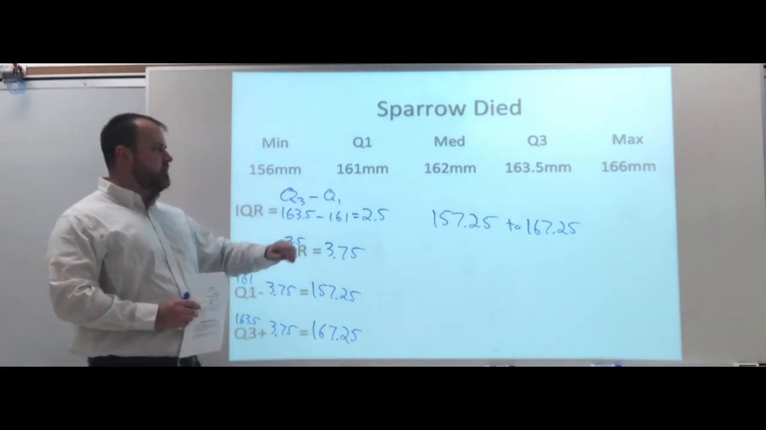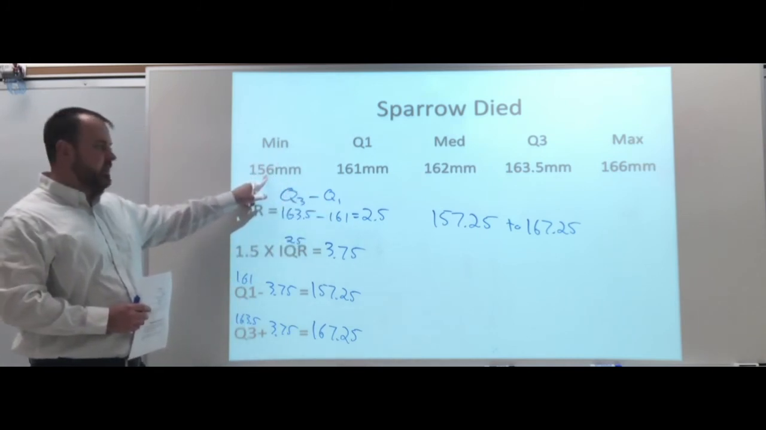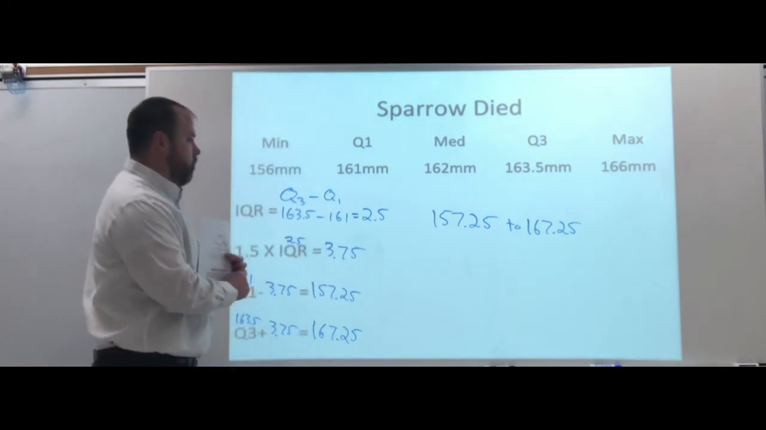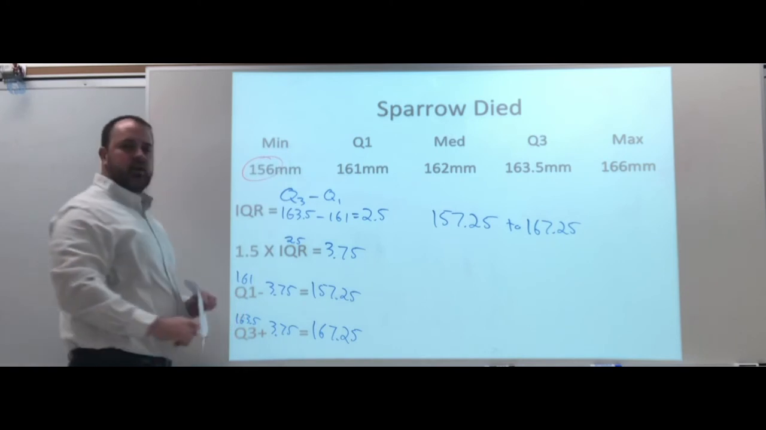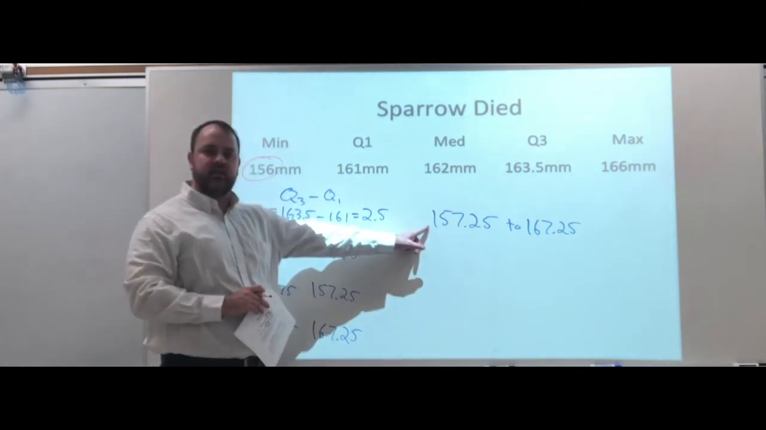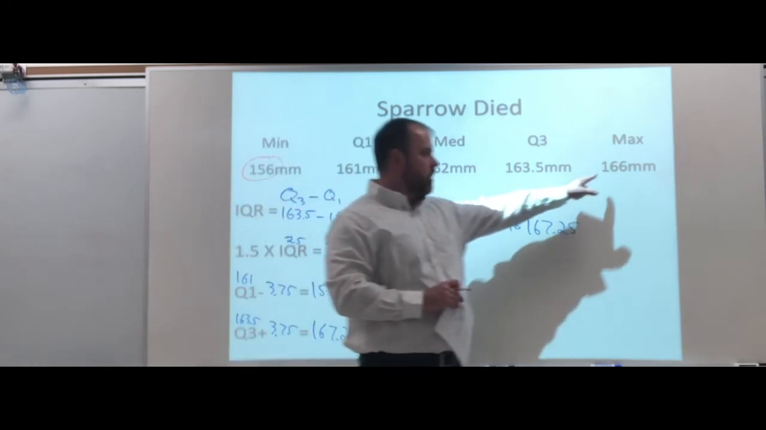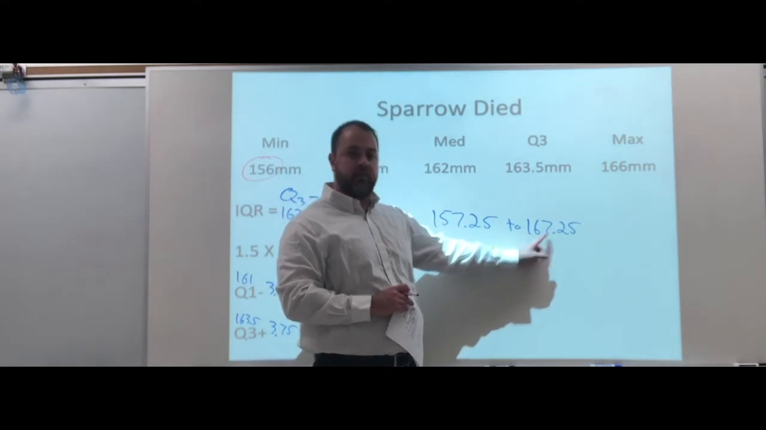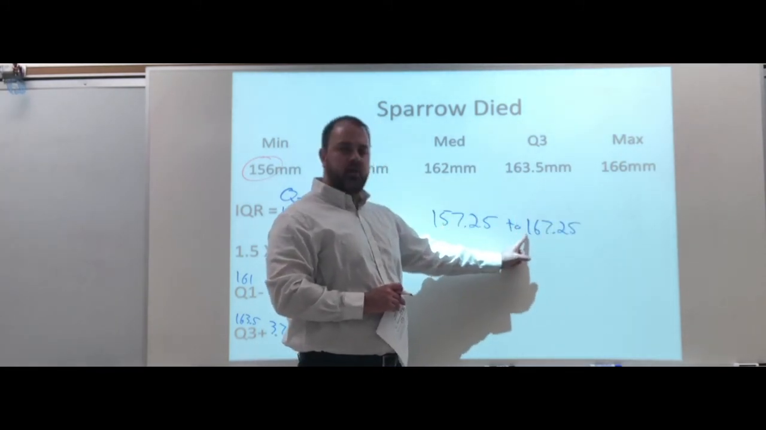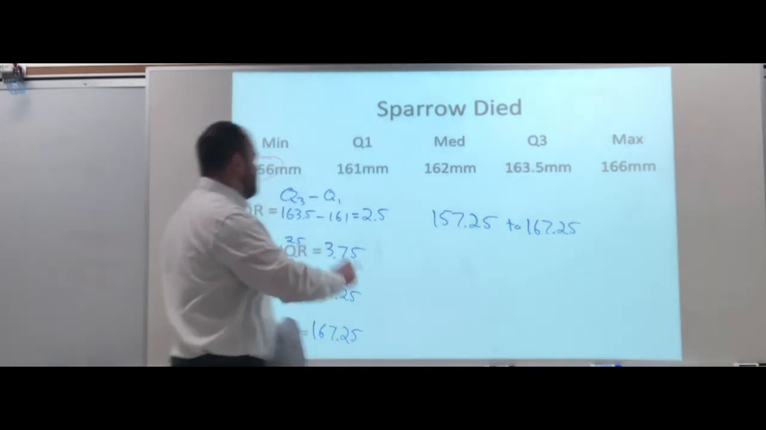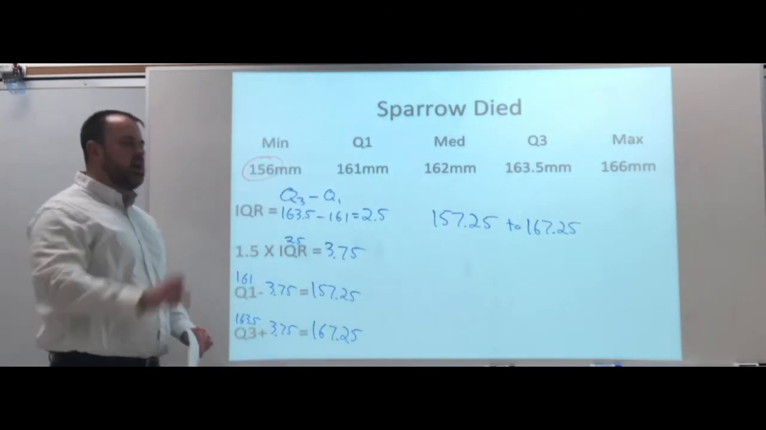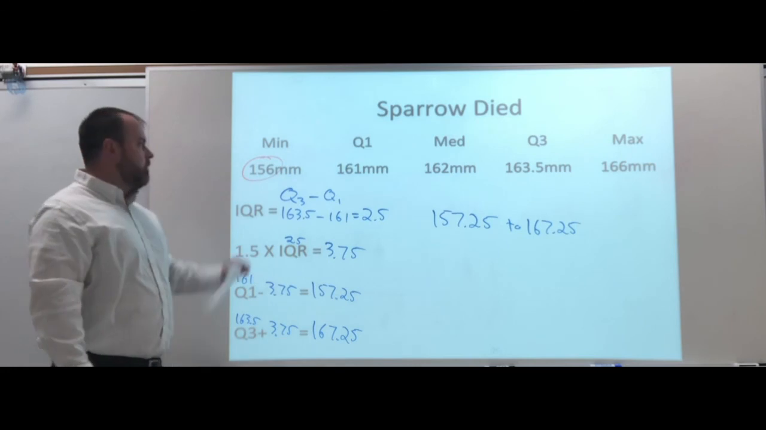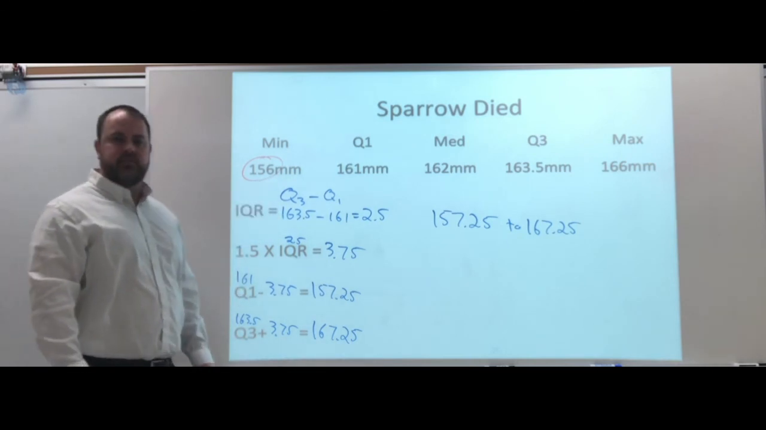the minimum value is 156. That would fall below our 157, so we would have at least one outlier. We would know that would be considered an outlier because it's outside of our range. Over here, our max is 166. Well, that would be inside our range. Our upper limit for the normal range is 167.25, so that 166 would fall inside there. So there would be no maximum outlier, but we would have a minimum outlier. At least one, depending on how many other points fall under 157. But we know at least one because our minimum value is 156.